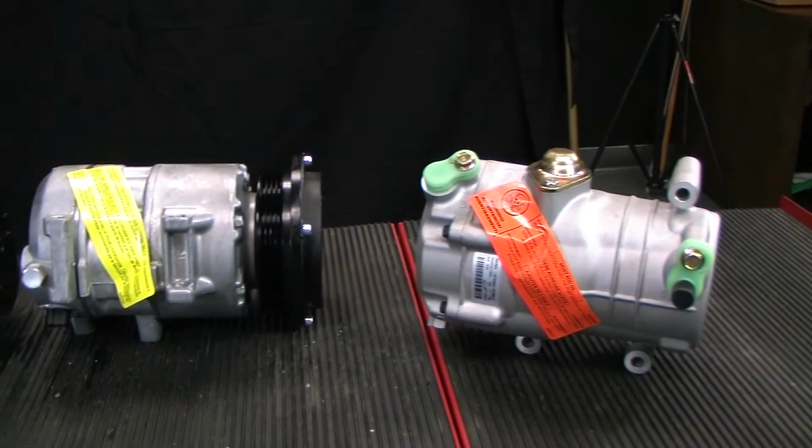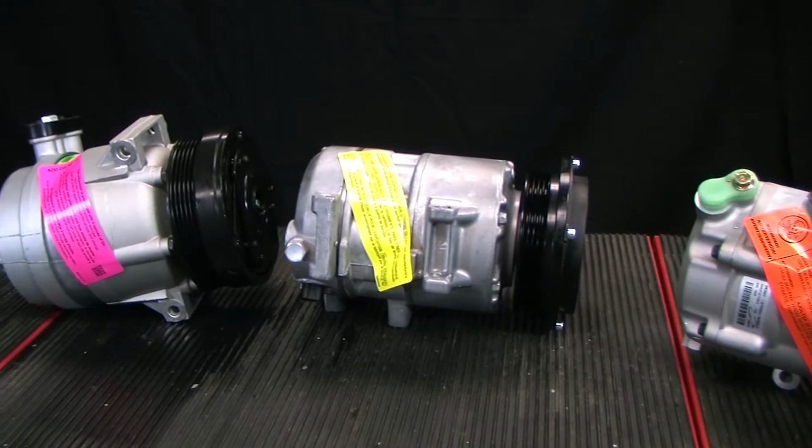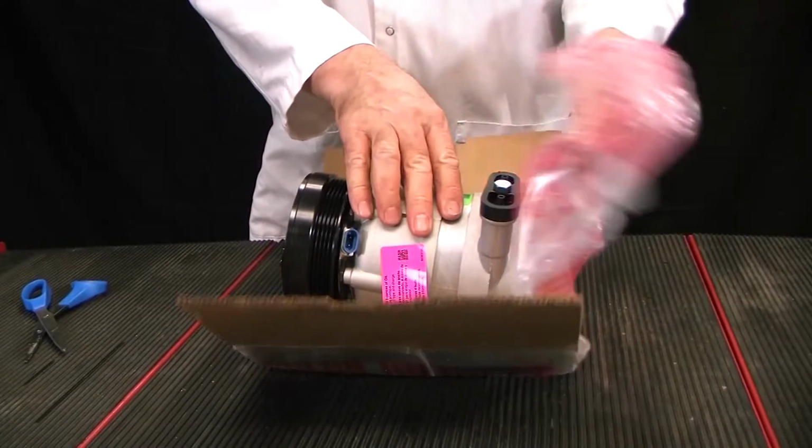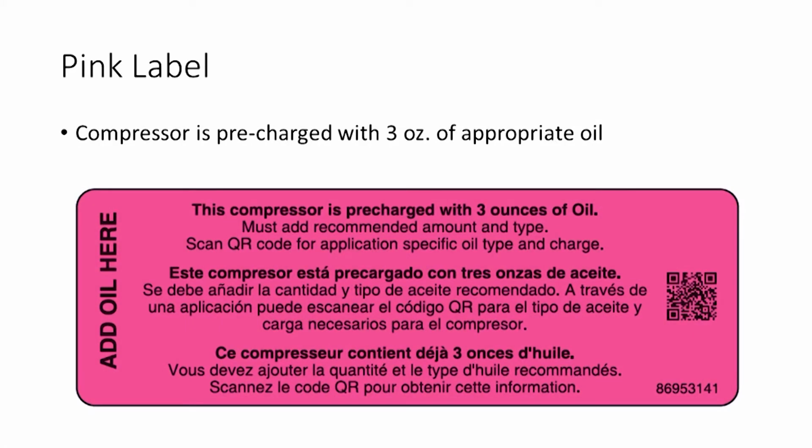All our new and remanufactured compressors are labeled to indicate the oil status of the compressor when you take it out of the box. Compressors with the pink label are charged with 3 ounces of the appropriate oil. This oil does not need to be drained. However, it must be counted as part of the overall system oil charge amount.